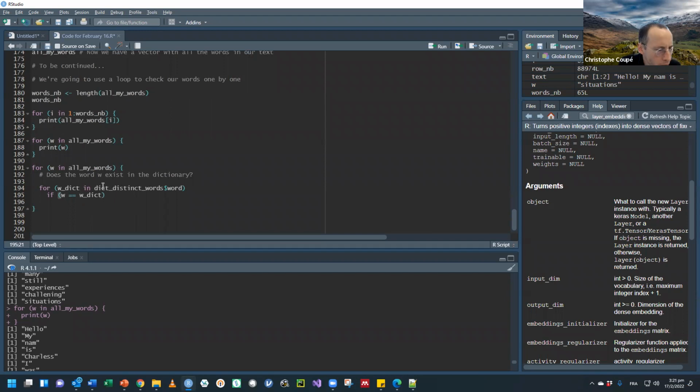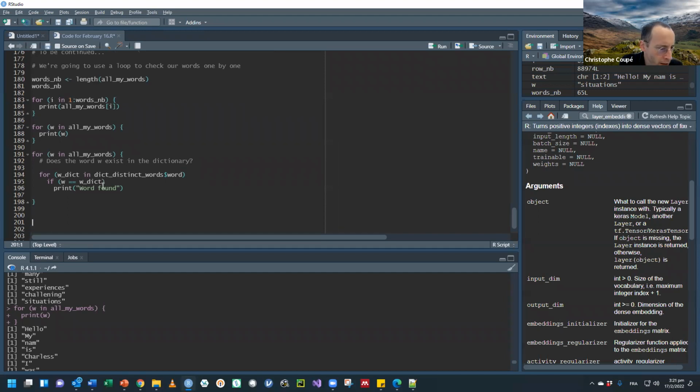If the word is equal to the word found in the dictionary, maybe we could write something like word found. Okay, so if we found the word in the dictionary, we could write word found. But then if we don't find it, we would need to write something like word is not found. You can do that, but it just requires some effort.